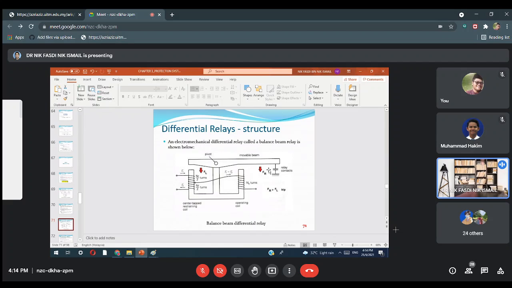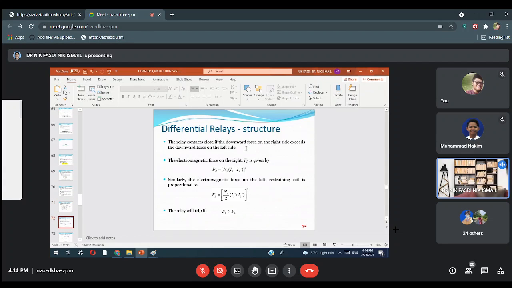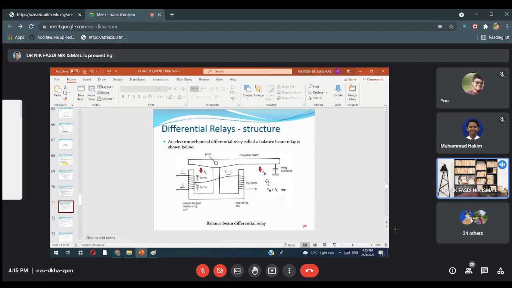Okay. If the force right is less than force left, it will not move downward. It means the contact is open. The contact closes whenever this turns on. How does this turn on? This current has a mismatch between the I1 prime and I2 prime. Only then it turns on. Okay, the relay contact closes if the downward force on the right side exceeds the downward force on the left side. This is what it means: it closes when the force on the right is greater than the force on the left side.